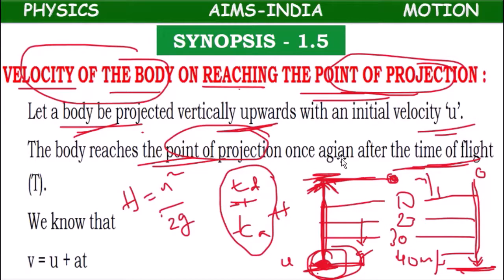So it will reach the point of projection after the time of flight, T. So we know that v equal to u plus at. We know this formula, v equal to u plus at. This formula we already know.